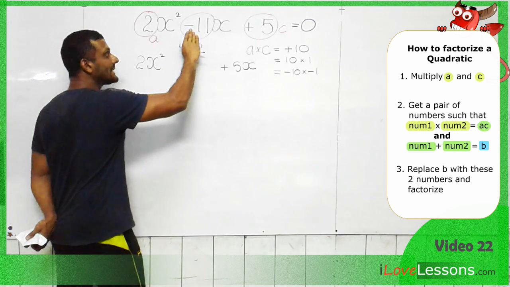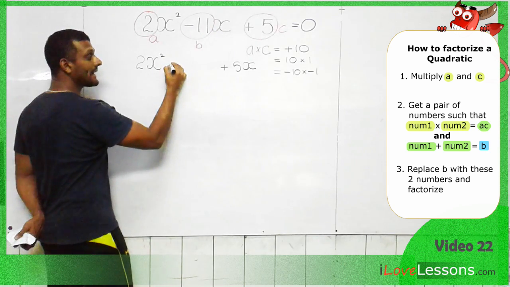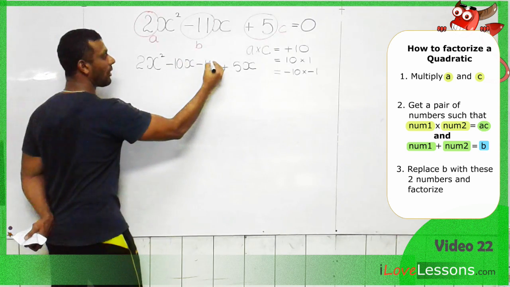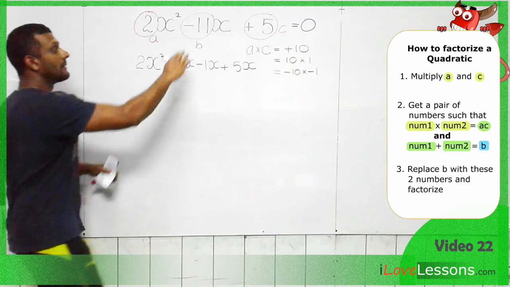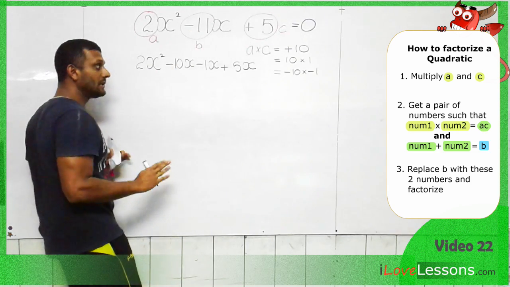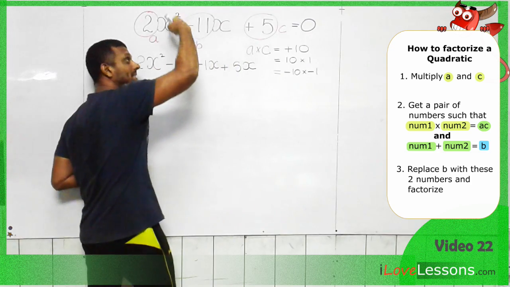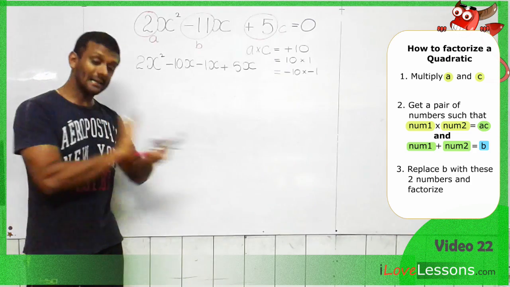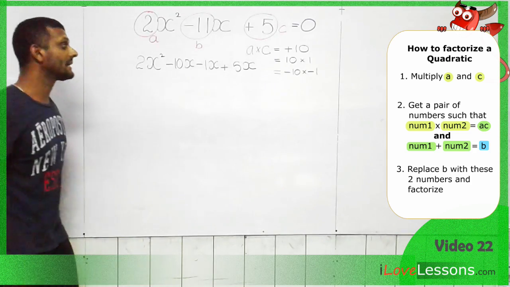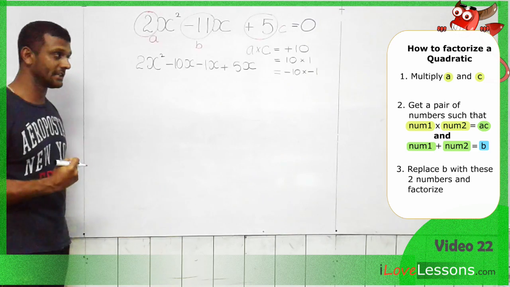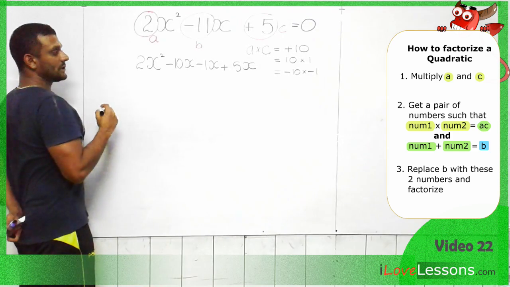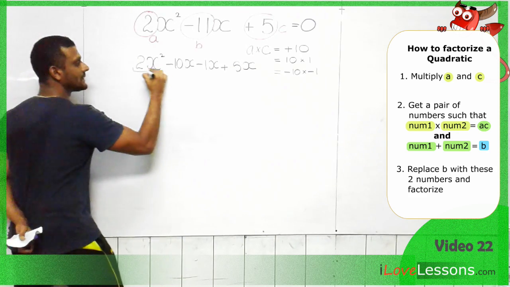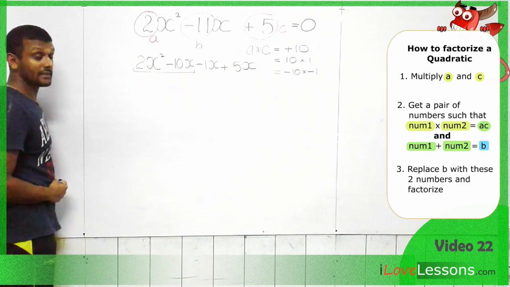Remember, minus 11x is the same exact thing as minus 10x minus 1x. I have not changed the value of the question. I have just replaced minus 11x with two terms that, if we were to add them back up, we would get back minus 11x. So the value of the question has not changed. What we're going to do next, since we have 1, 2, 3, 4 items, is pay attention to the first two items and factorize them.